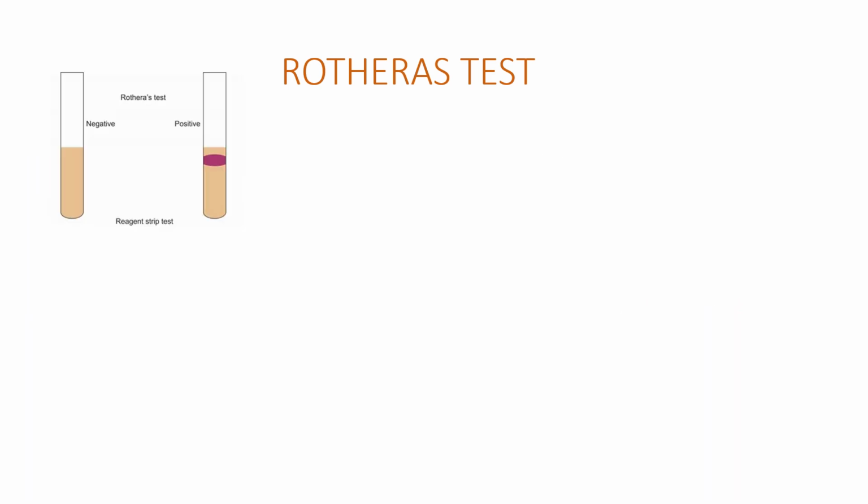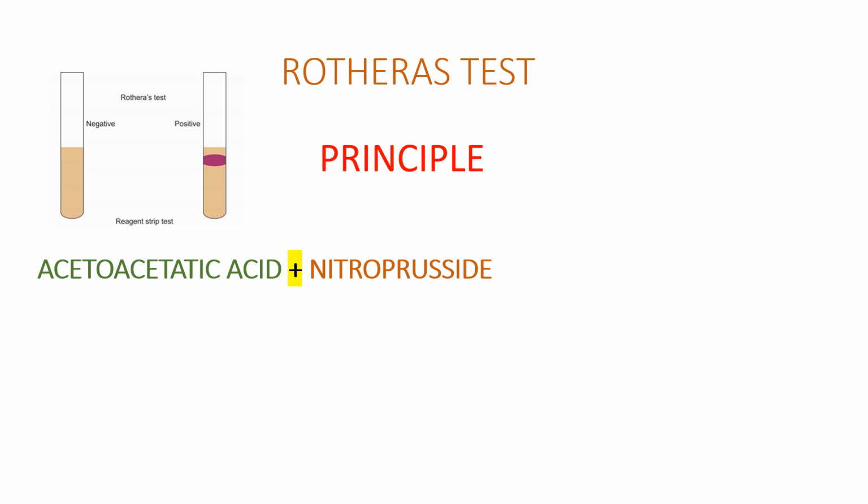So now, what is the principle of Rothera's test? Rothera's test doesn't test for beta hydroxybutyrate. What it tests for is acetoacetic acid. None of the screening tests test for beta hydroxybutyrate, so don't worry about that. Acetoacetic acid in the presence of nitroprusside will react in the alkaline medium. That is the reason why we added ammonium hydroxide, and they eventually form this purple color.